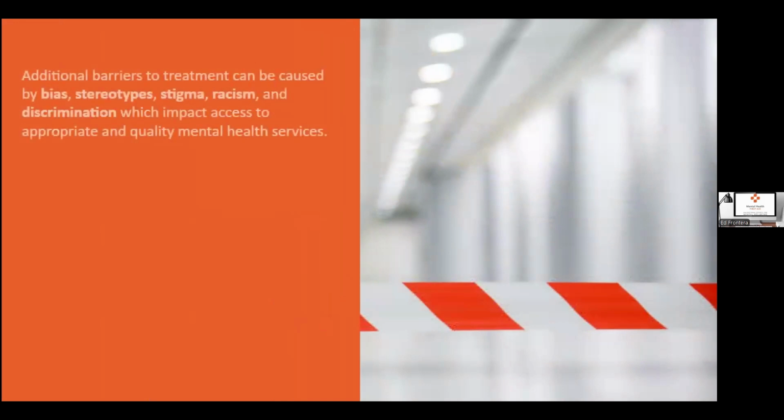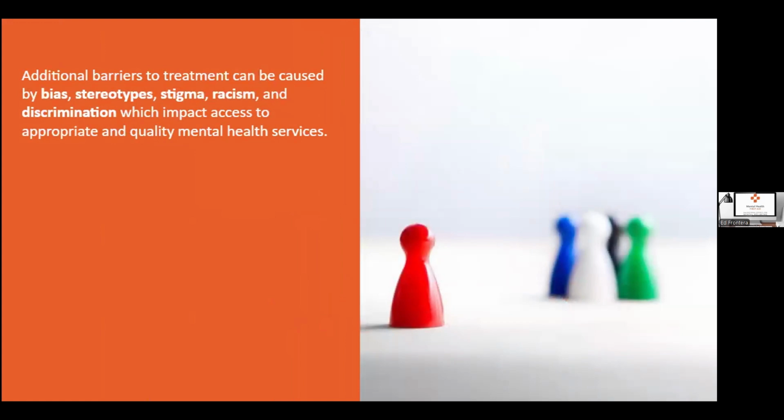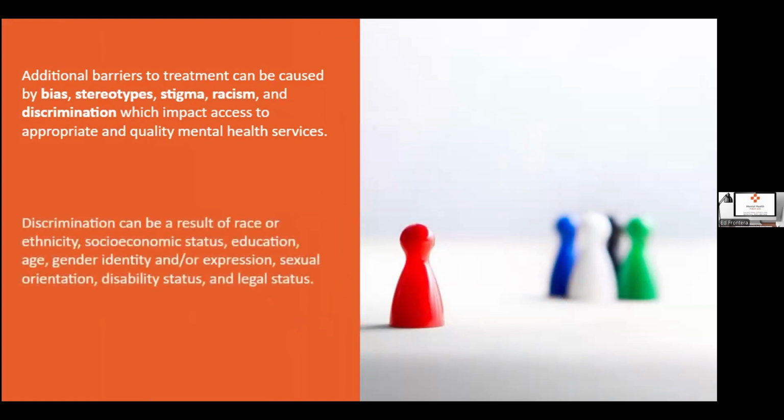Additional barriers to treatment can be caused by bias, stereotype, stigma, racism, and discrimination, which impacts access to appropriate and quality mental health services. Discrimination in health services and communication barriers between mental health professionals, youth, and families can lead to distrust and negative outcomes. Discrimination can be a result of race or ethnicity, socioeconomic status, education, age, gender identity and/or expression, sexual orientation, disability status, or legal citizenship status.